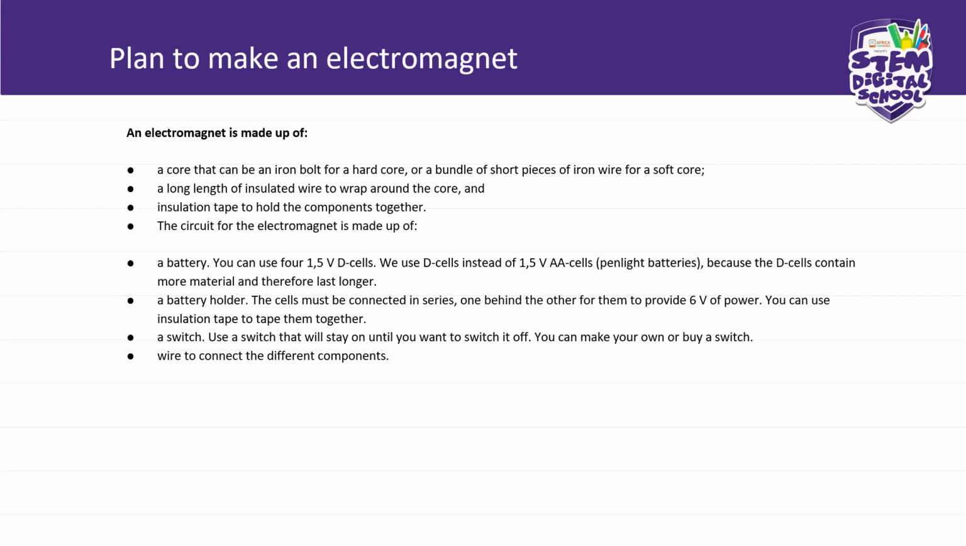Right, you can use insulation tape to tape them together. You need a switch. I will show you, you can make your own switch. You don't need to buy a switch. Use a switch that will stay on until you want to switch it off. You can make your own or buy a switch. I encourage you to make your own, don't buy. You need wire to connect the different components.